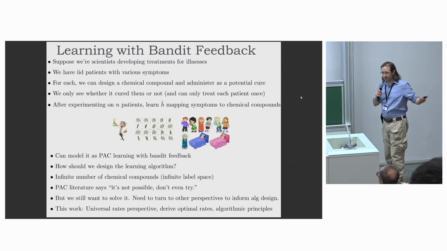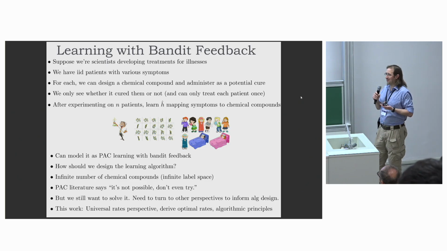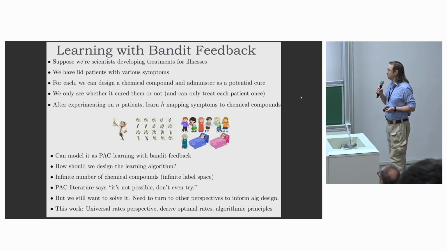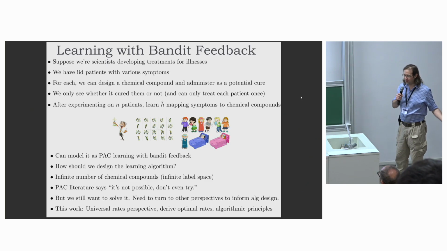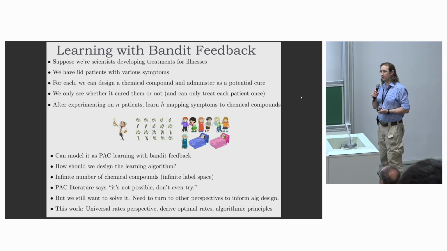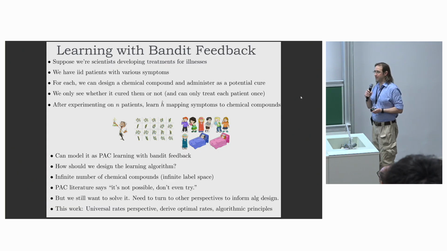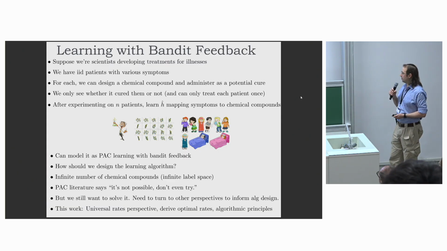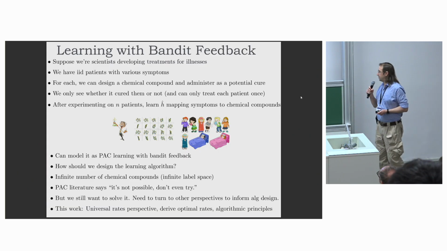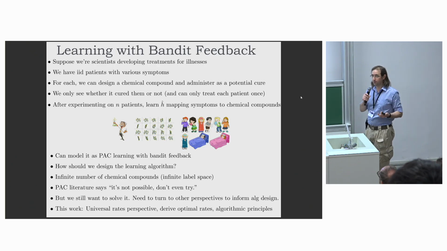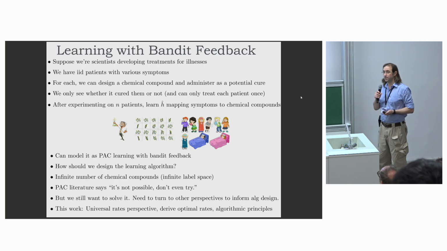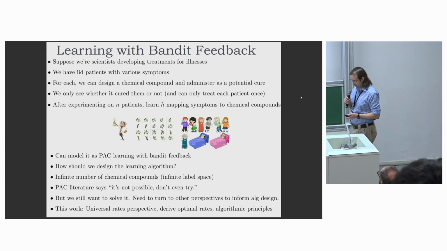But just because some paper tells us it's not possible doesn't make us stop wanting to solve this problem. So the point is we have to turn to other perspectives if we want some kind of theory that would inform how we should design our algorithms. And in this work, we look at the universal rates perspective, and we find there's a perfectly reasonable theory there that gives rise to interesting algorithmic principles, and moreover, we derive optimal rates.